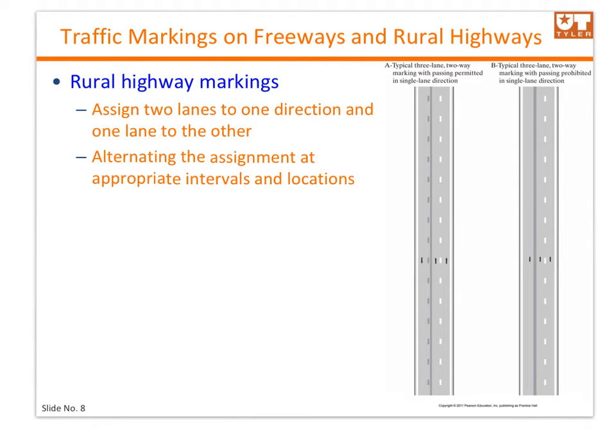Here is another picture for rural highway markings. There are 2 types, as you could see here. Type A is typical 3-lane 2-way markings with passing permitted in a single lane direction, while the other case is typical 3-lane 2-way marking with passing prohibited in a single lane direction. So as you can see from these 2 types of markings, we have to assign 2 lanes to one direction and 1 lane to the other, while we can alternate the assignment at appropriate intervals and locations.